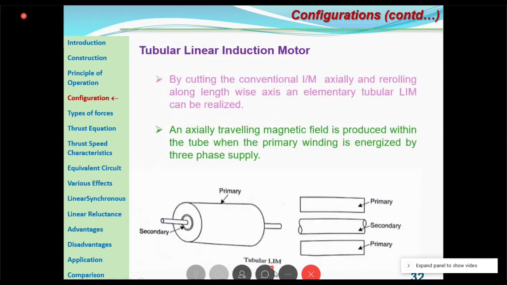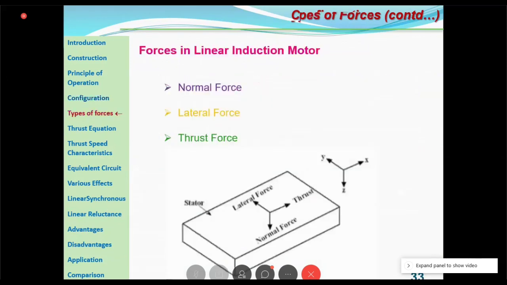Tubular linear motors are also there. A tubular linear motor is nothing but a conventional induction motor; you cut it axially and re-roll it along the lengthwise direction, and you will get a tubular type. So this is the tubular type. And here the magnetic field is produced within the tube when the primary winding is energized with a three-phase supply.